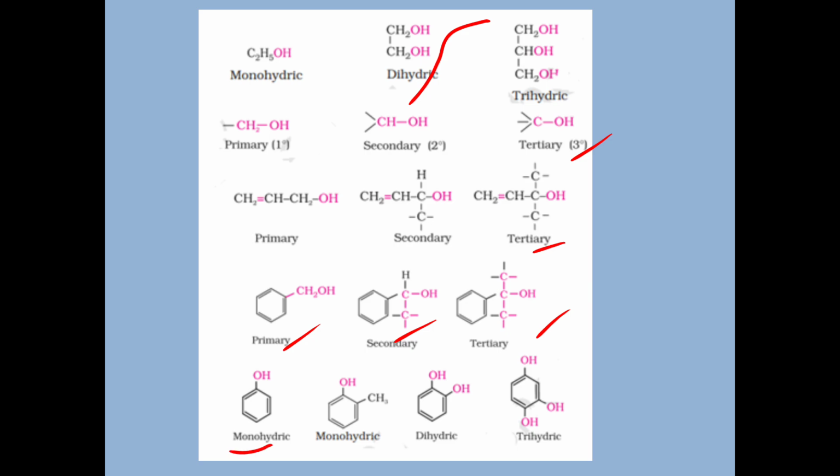And now we come to the monohydric phenols. The first one is phenol, the second is cresol, the third is catechol, and the fourth is benzene 1,2,4-triol.